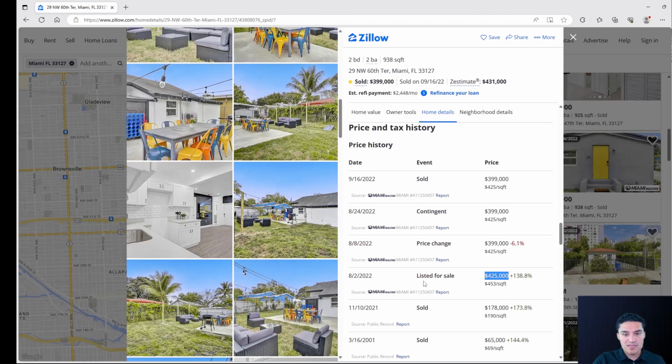And once they couldn't get to that price within a few weeks, they changed it on the 24th to $399,000, and then they were able to close on the property for that price. So this is a good indicator that the maximum price that you can sell a property of that size, number of bedrooms, and number of bathrooms is just going to be around $400,000.